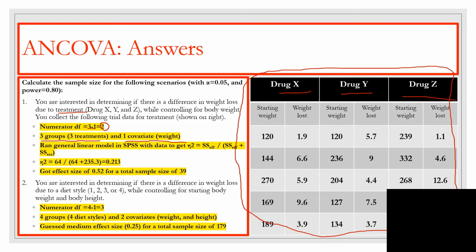Now, we can put this raw data in a general linear model in SPSS to get our sums of squares, to get a partial eta squared of 0.213, which gives us an effect size of 0.52 and a total sample size of 39. For the second one, we're giving no information other than we have a diet style, our groups, so our degrees of freedom is 3, 4 minus 1, and we want to control for starting body weight and height, so we have 4 groups for 4 diet styles and 2 covariates, weight and height. So guessing a medium effect size gives us a total sample size of 179.